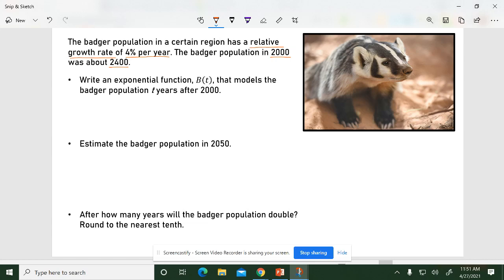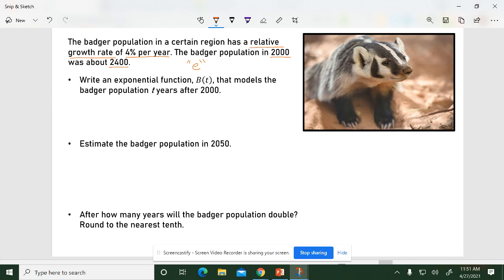So relative growth rate is a sign that we are going to use our friend e. If you remember, e is an irrational number. It is approximately 2.718. And it's a number that we get whenever something is growing exponentially continuously. And so that's what we're going to use to build our function here. So when you see relative growth rate, you're going to use e.